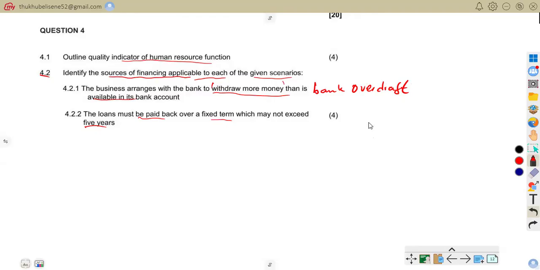But with this one, which says the loans must be paid over a fixed term, which may not exceed 5 years, that is a short-term loan. These are the borrowed funds that must be repaid within a short period, usually less than 1 year. For example, you take a 6-month loan to purchase your stock or your inventory for peak season sales. So that is that.